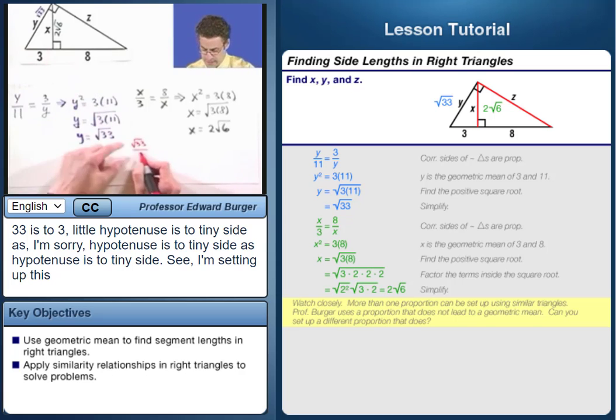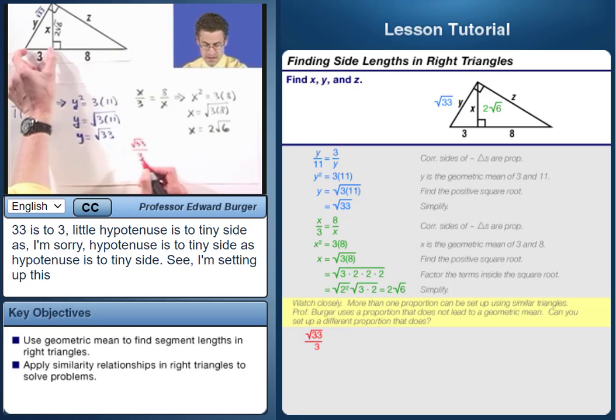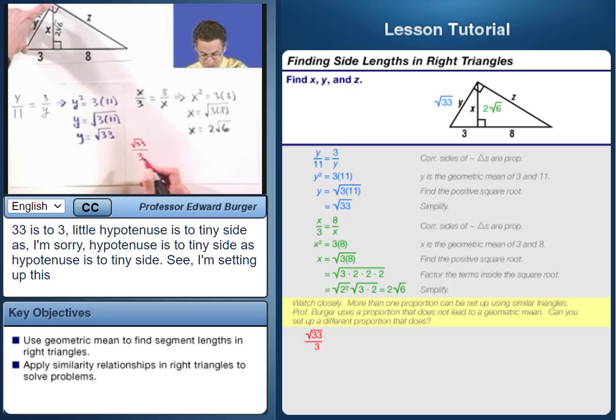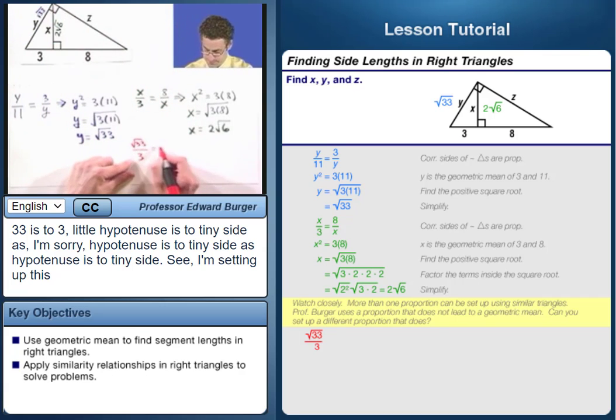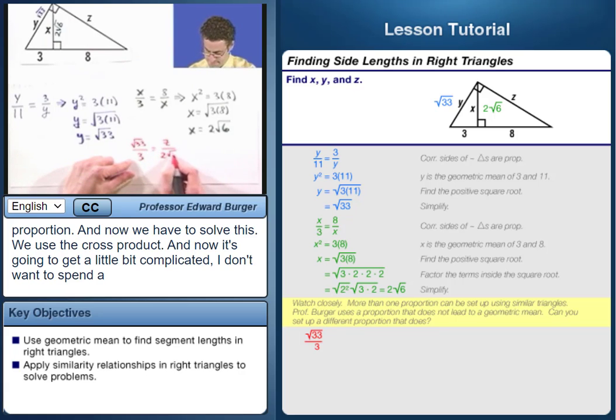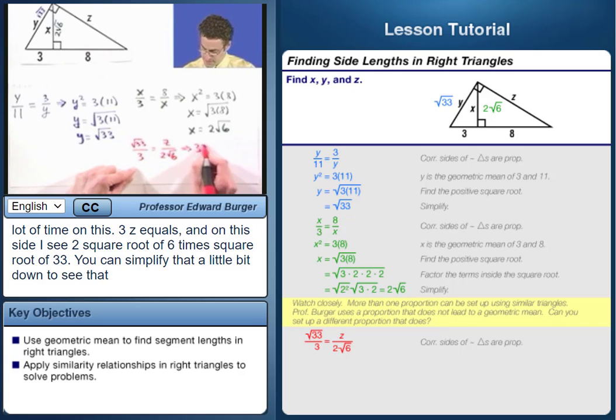And now we have to solve this, and we use the cross product. And now it's going to get a little bit complicated. I don't want to spend a lot of time on this. 3z equals, and on this side I see 2 square root of 6 times square root of 33. And you can simplify that down when you solve that to see that z equals, in fact, 2 square root of 22.